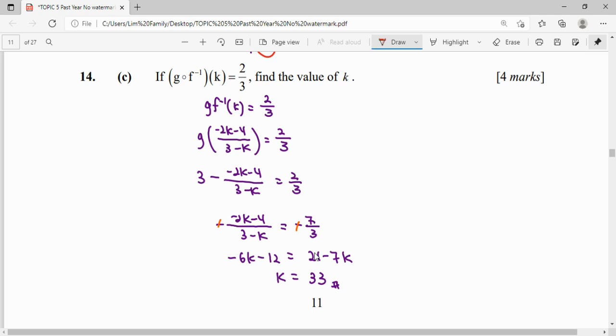So from here, our first concept is to substitute the rational, and then we simplify it, and we express our k to get to the answer.